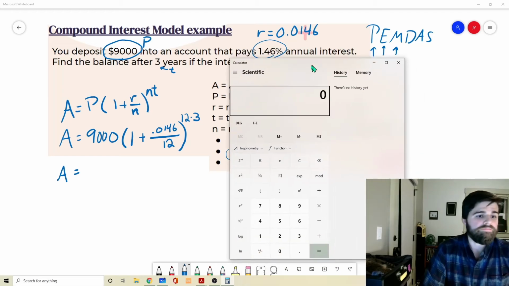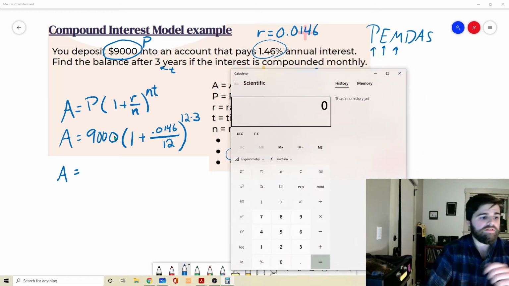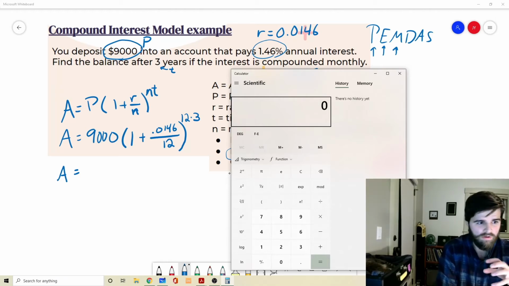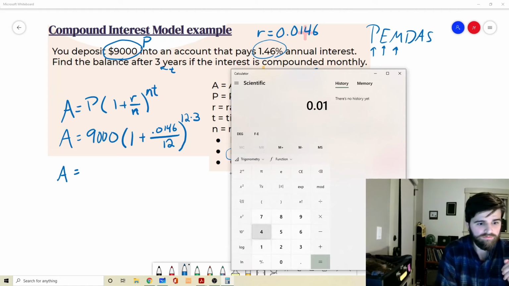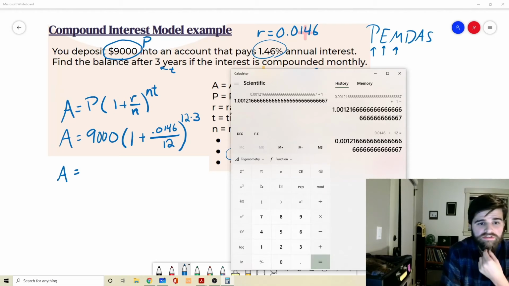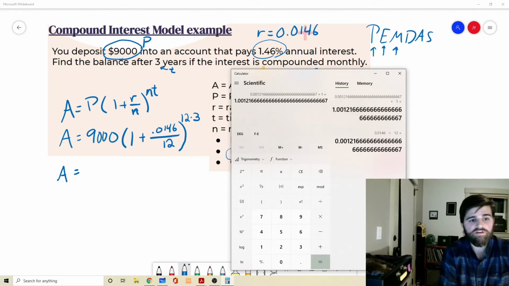Okay, so I'm going to do my calculations in here, and I want to be really careful not to round. So I'm going to be writing down the steps as I go, but I'm going to keep all the information in my calculator here. So we said we need to deal with parentheses first, so I'm going to do that part first. And I want to make sure I get this order of operations within the parentheses right as well. So I'm going to do this fraction first, and then add 1. 0.0146 divided by 12 plus 1. Cool, so we get this number with lots and lots of decimals there.